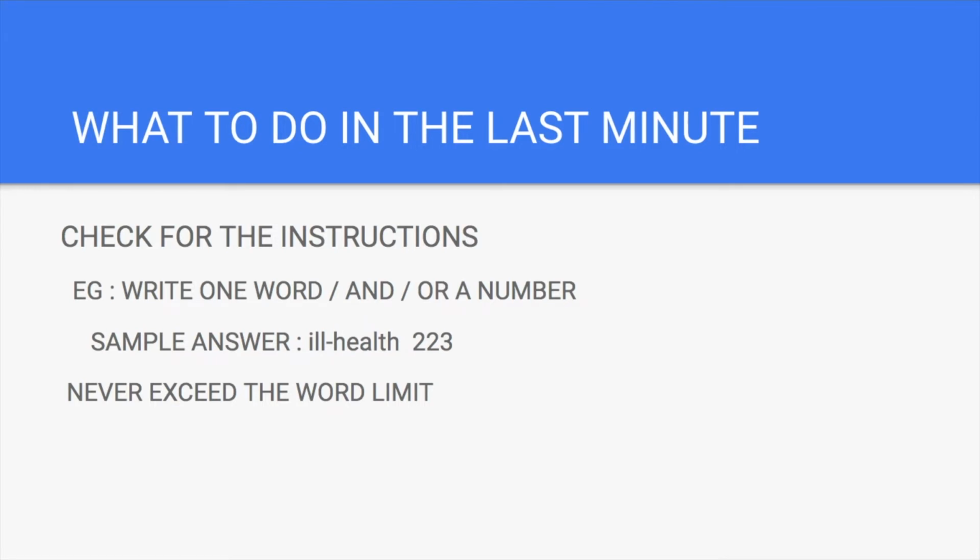Just for example, the instruction says write one word and/or a number. Suppose the sample answer is ill-health 223. Just consider this a correct answer. Please understand that hyphenated words are a single word. The instruction says very clearly, write one word and/or a number, so if the answer stands like this, it is a correct answer. Never exceed the word limit.